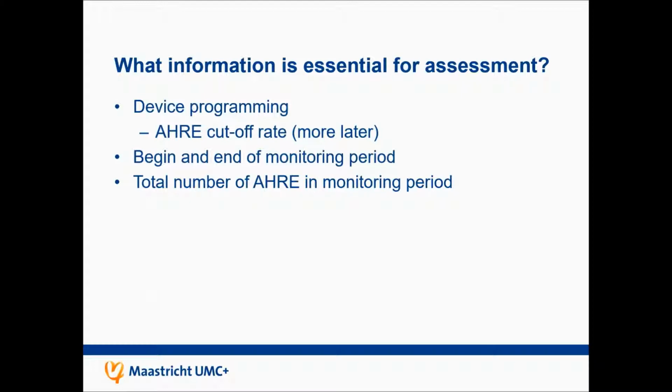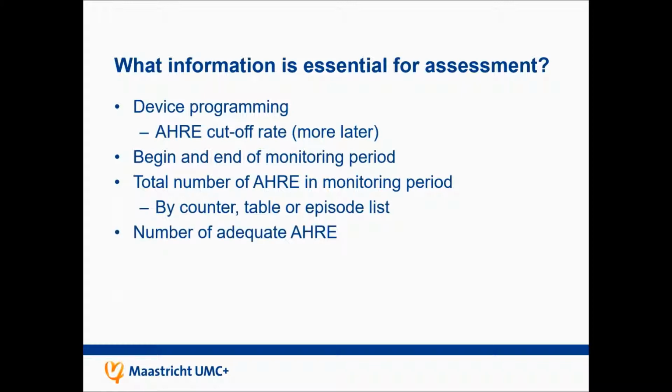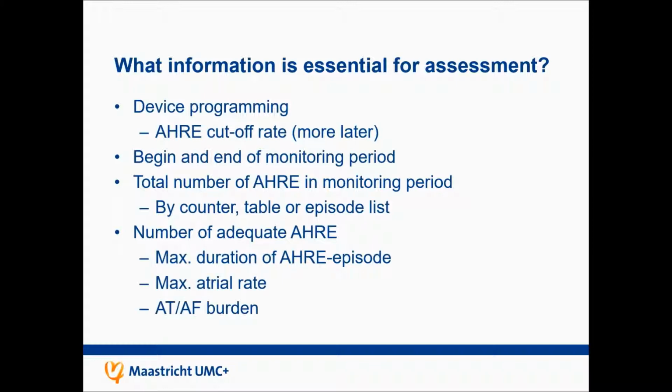We take a look at the total number of atrial high rate events in the monitor period. And we can do that by looking at the atrial high rate counter in the table, in St. Jude devices, or in the episode list. And then we make an assessment of how many adequate atrial high rate events are in the report. We do that by looking at the max duration of an episode and the atrial rate. And we also look at the AT/AF burden when that is available in the report.